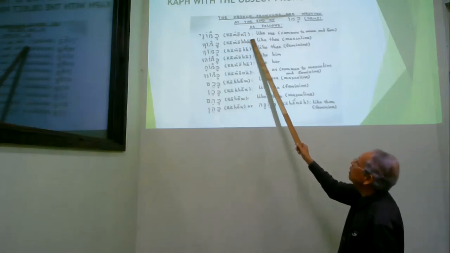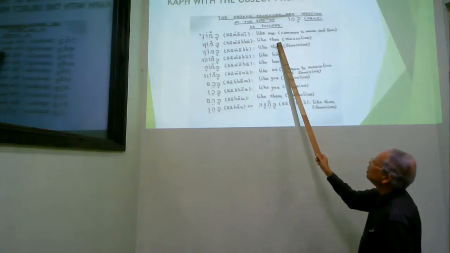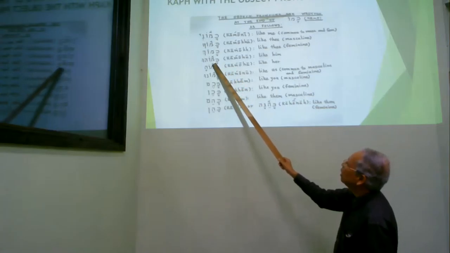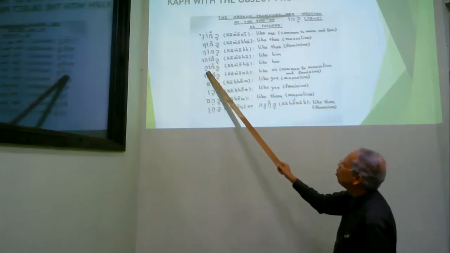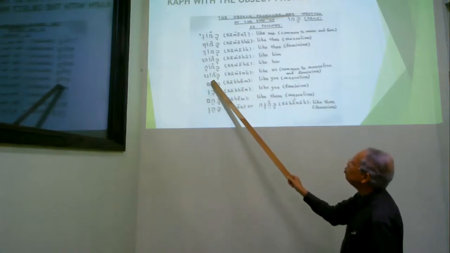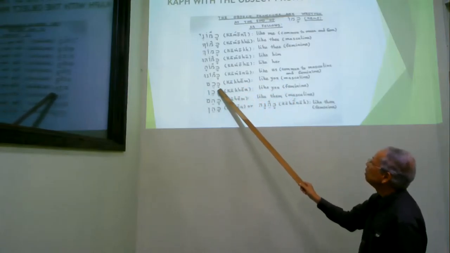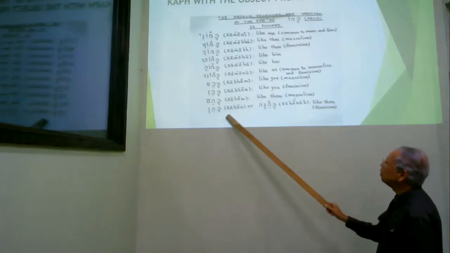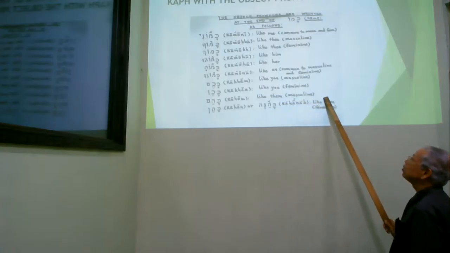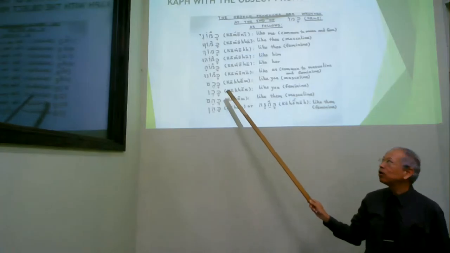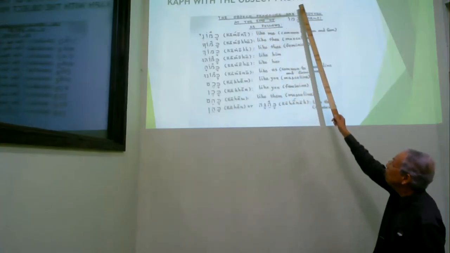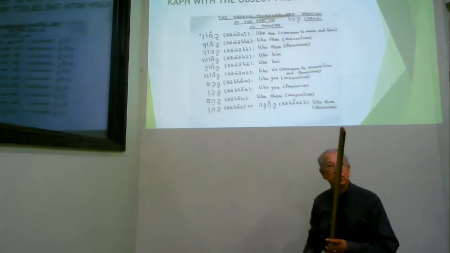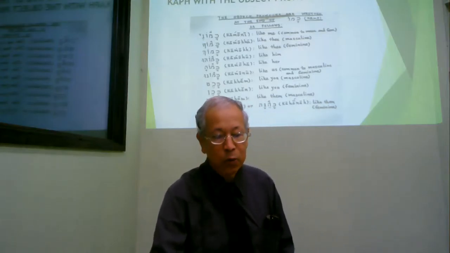So you have kamoni, like me, kamoka, like thee, kamok, like thee. Kamohu, like him. Kamoha, like her. Kamonu, like us. Kakem, like you. Kaken, like you. Kahem, like them. Kahen or Kahena, like them. Okay, know this. You're only going to be asked to translate any two of the ten forms of kaf with the object pronoun endings. Any question?